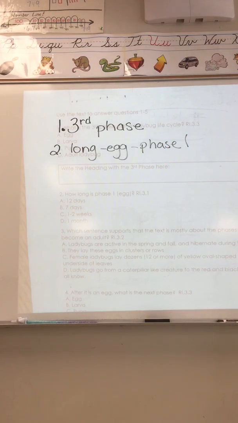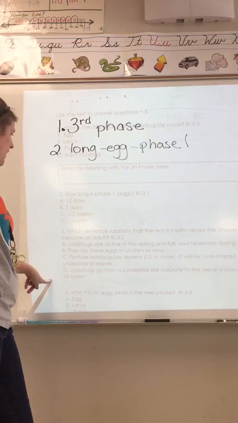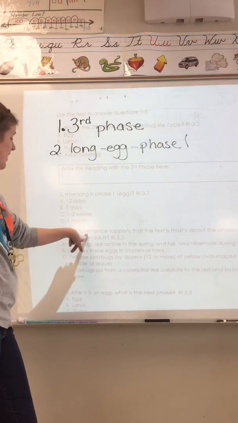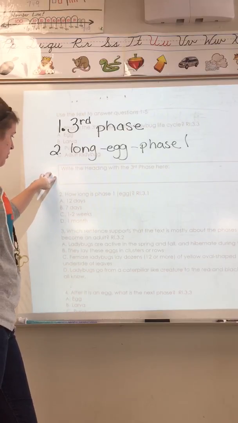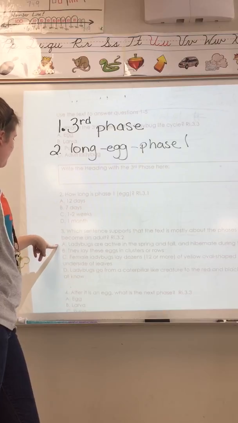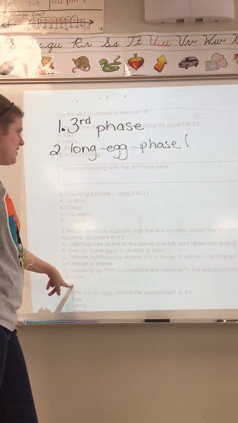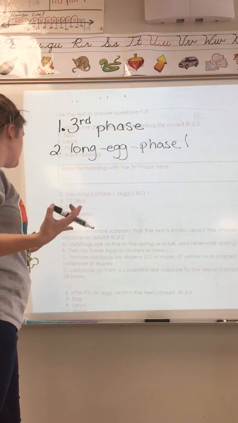Okay. Number 3, which sentence supports that the text is mostly about the phases of a ladybug to become an adult? So this is nice. As I'm reading, I don't necessarily have to listen out for this, okay? Because it gives me an idea and it gives me a whole bunch of sentences from the text. So I'm not going to list number 3 on the board. Just know that when you get to number 3, you're trying to figure out which of these sentences matches the idea that this is about how a ladybug becomes an adult.